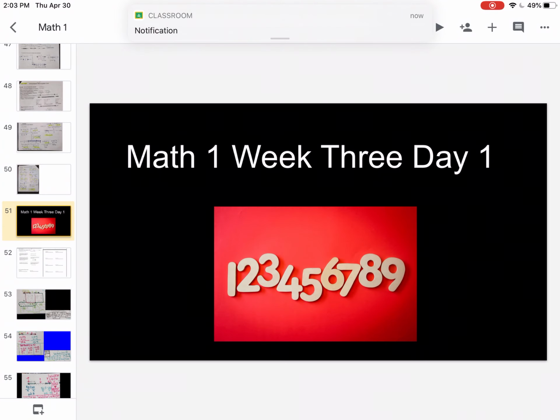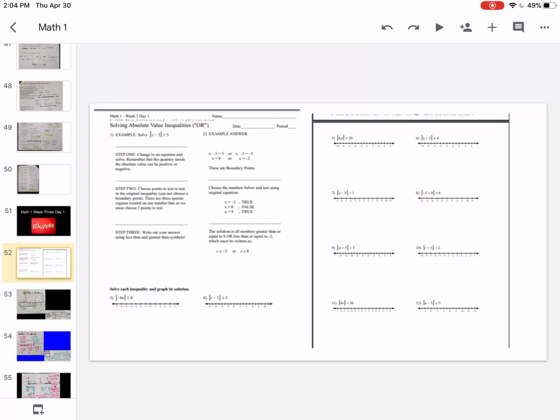Okay guys, this is Math 1, Week 3, Day 1. These are the worksheets that we will be working on: solving absolute value inequalities.